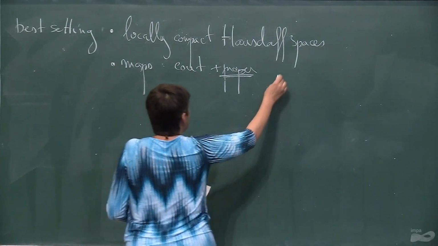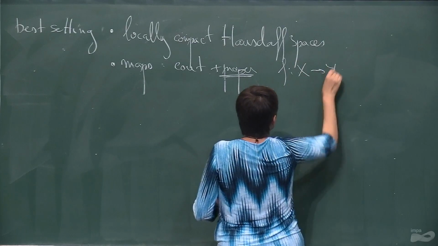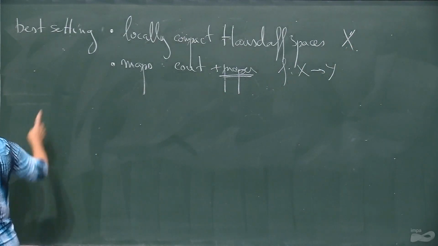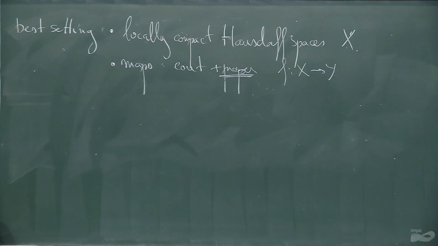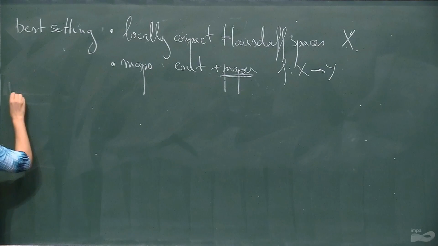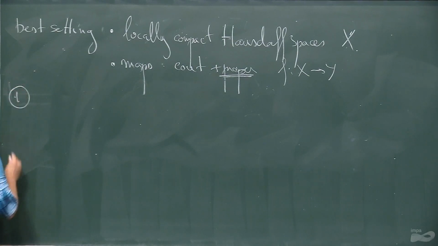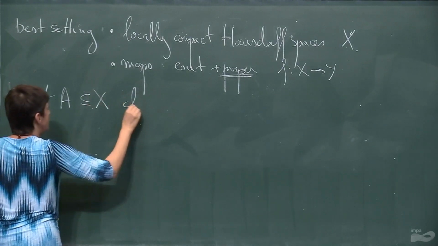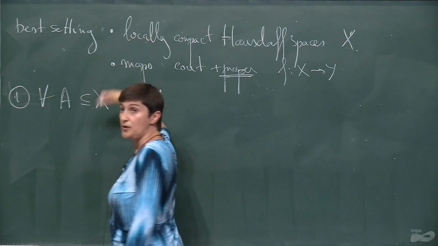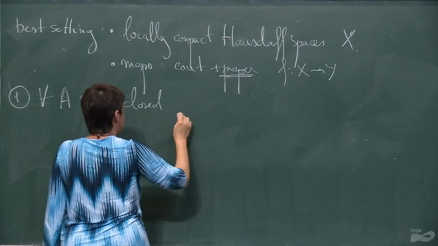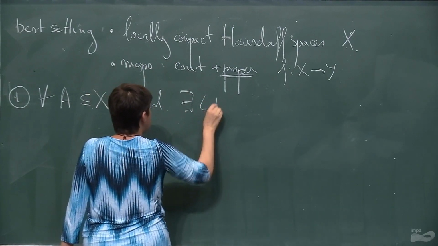Right, the maps between spaces are proper. Okay, so I should have said that. So what are these other properties I was mentioning? So here are the two properties. One property, let me call it 1, is that for any closed subset A of X, where X is in this category, there exists a long exact sequence.